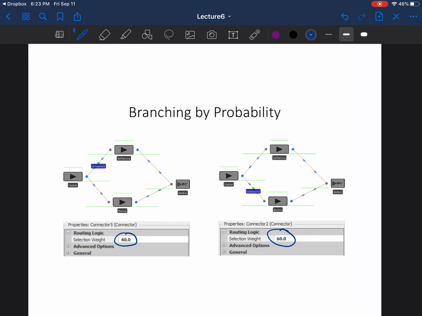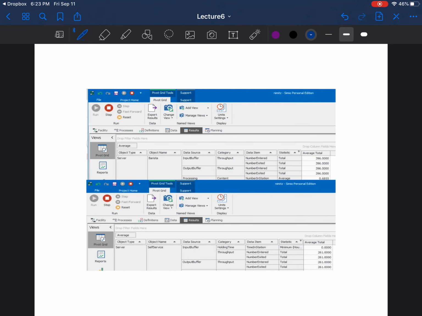Okay. So now you can run your model, and when you do so, you can again go to the results menu and see what happened. You scroll down. These are actually two screenshots. One is looking at the server for the barista. We see that 396 entered and 396 exited. And over here we see that 261 entered and 261 exited the self-service.